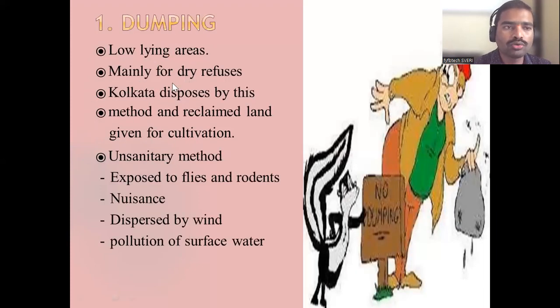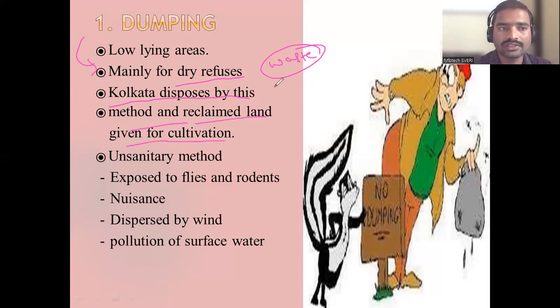See, dumping. How to do the dumping? Low lying areas. If the area is very small, in that case dumping is adopted. Low lying areas, mainly for dry refuse. Your waste is in dry condition, not in liquid condition. If the waste is dry refuse, in that condition dumping is used. Kolkata disposes by this method and reclaimed land is given for cultivation. Whatever Kolkata has, it uses the dumping system, and the remaining land is used for cultivation.